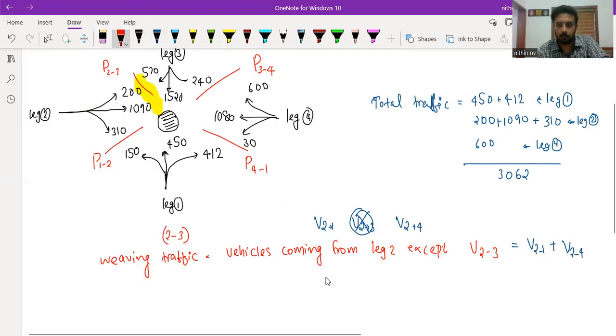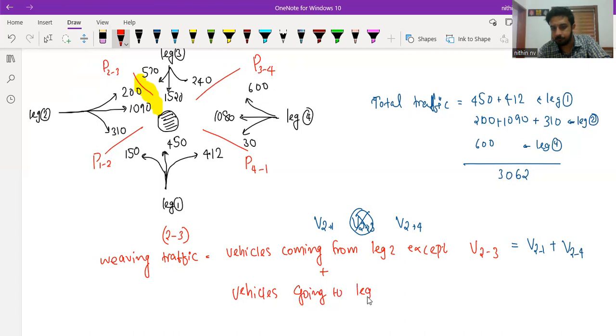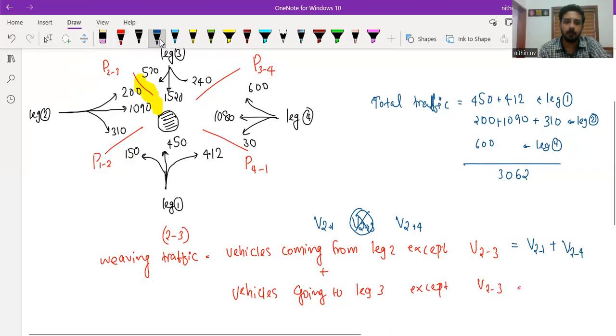This is not the end. Along with this, we need to add one more thing. All the vehicles going to which leg will it be? 2 to 3 we are considering, right? So from leg 2 to leg 3, all the vehicles going to leg 3 except V23. That's it. Understanding? All the vehicles coming from this first leg.